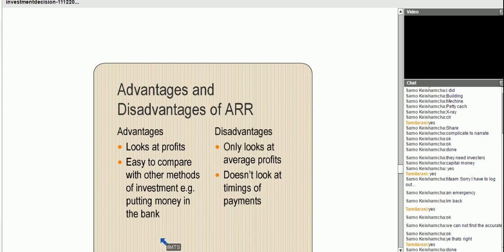What are the advantages and disadvantages that are given? It looks at the profits. It's easy to compare with other methods of investment. Now disadvantages, it only looks at the average profit. It doesn't look at the timings of payment, means how much time is being used to get to that level.